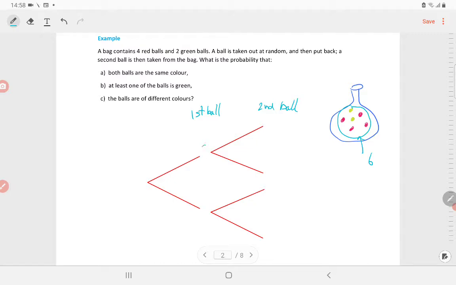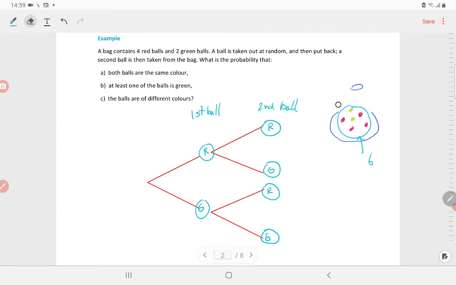So when you take your first ball out, what could you get? It's either going to be red or green, right? So we'll put red first, doesn't matter which one. The red ball here, or it could be a green ball. So we write it there. And then we put the ball back. And then we take out another ball. What could it be? Again, it could be either red, or it could be green, or it could be red, or it could be green.